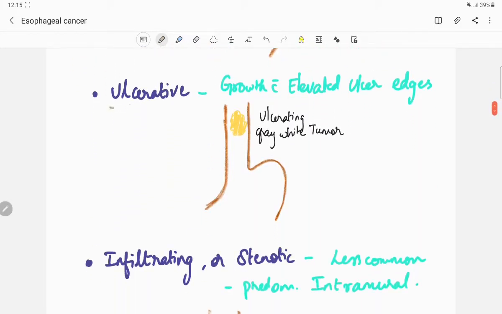The next pattern is ulcerative squamous cell carcinoma esophagus. Here there is growth with elevated ulcer edges. So this is the esophagus and this is the ulcerating grey-white tumor.